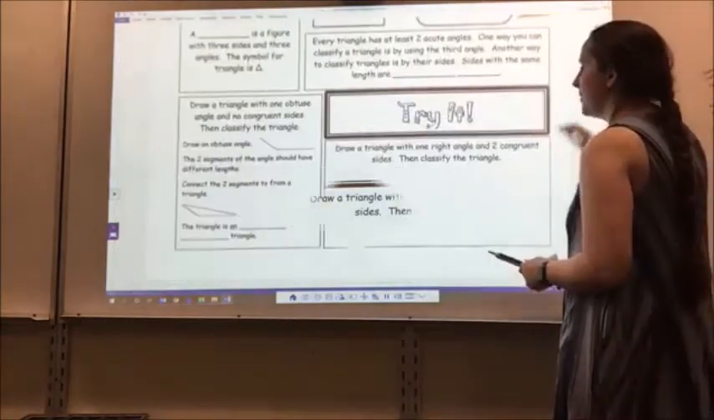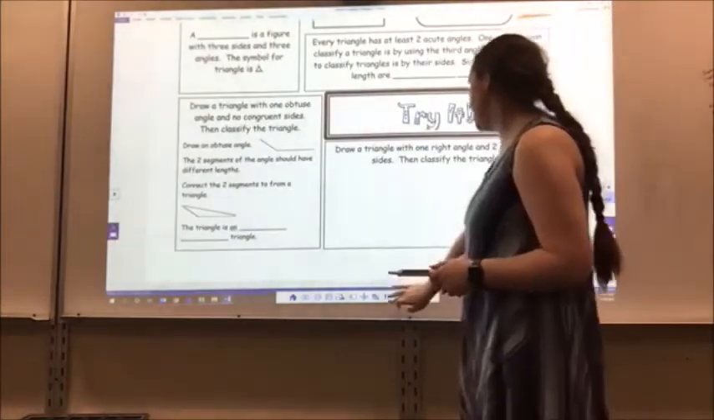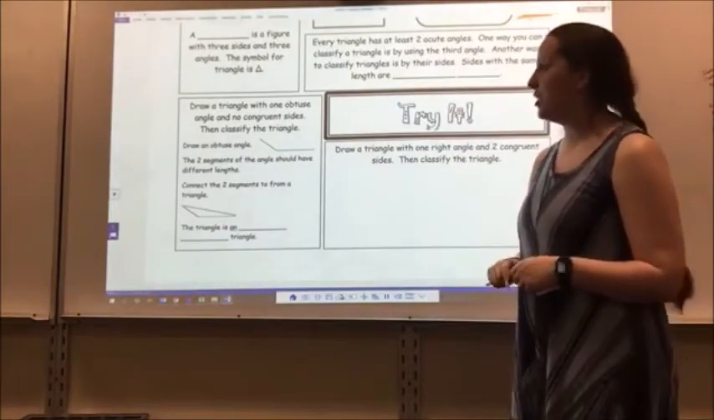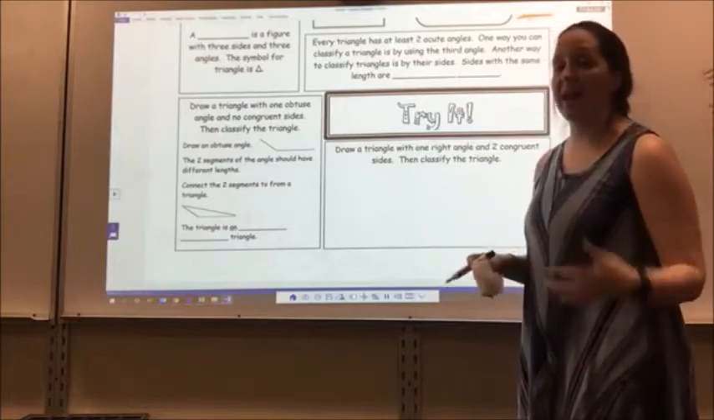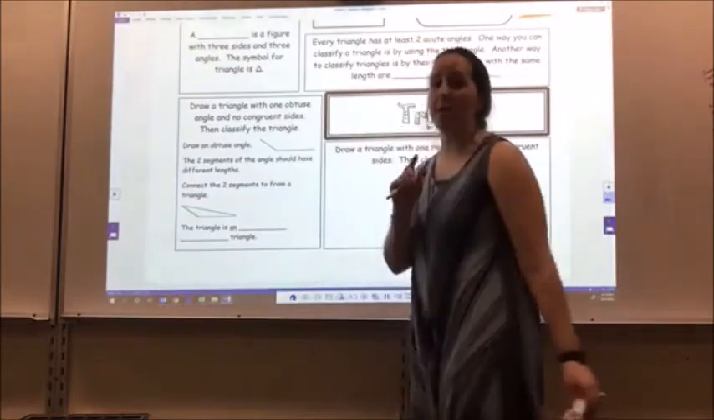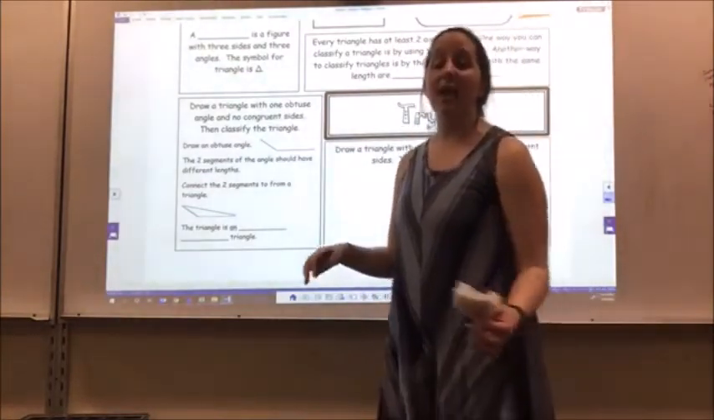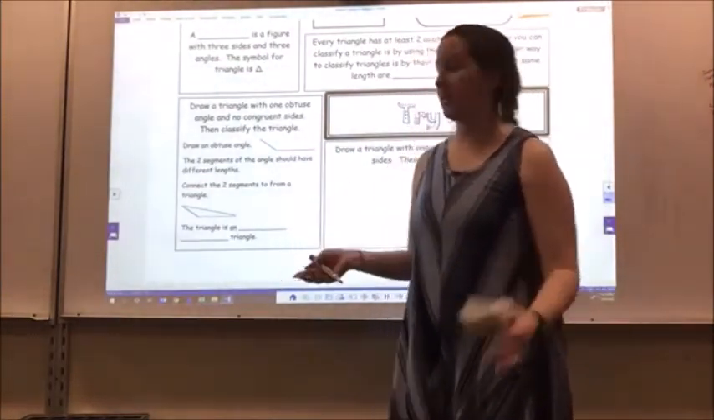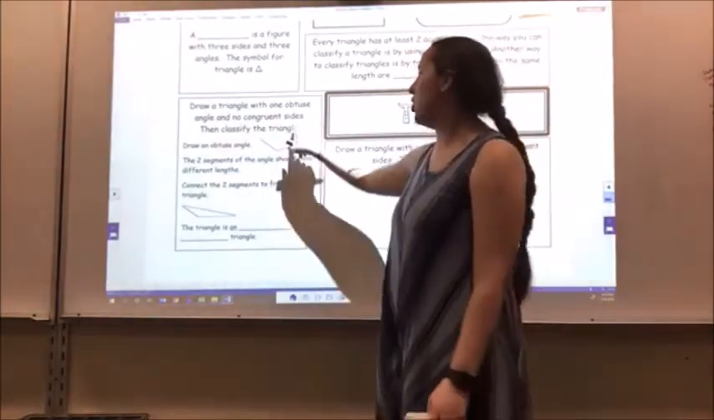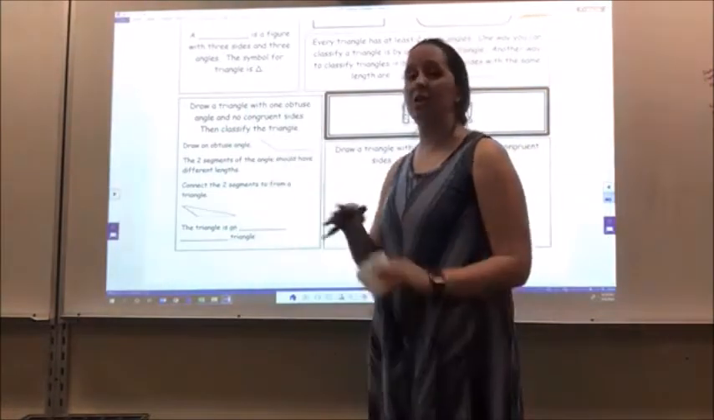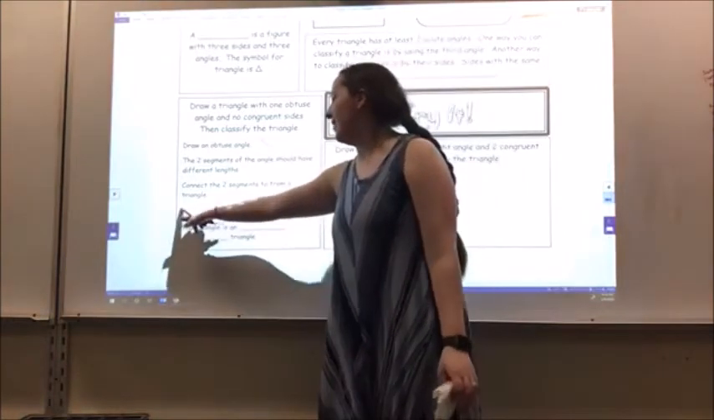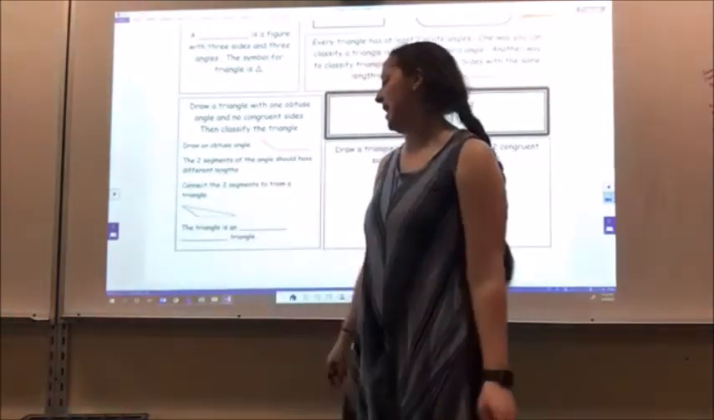The last thing I'm going to talk about is drawing triangles. I want to draw a triangle with one obtuse angle and no congruent sides. Then I want to classify the triangle. It says obtuse angle, so I'm going to draw that first. An obtuse angle is any angle that's bigger than 90 degrees. It doesn't have to look like this. And you want to make sure it has no congruent sides, so none of the sides are equal. So I'm going to draw different lengths for my sides.